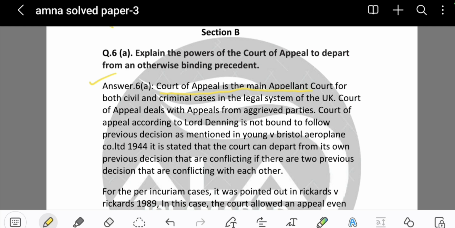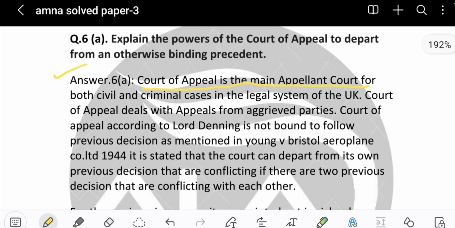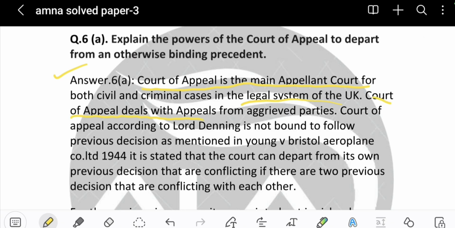The Court of Appeal is the main appellate court for both civil and criminal cases in the legal system of the UK. The Court of Appeal deals with appeals from aggrieved parties. So you can see here that they are not basically asking for an explanation of the Court of Appeal. Still, I have explained about the Court of Appeal. In the question, they're asking you about the powers of the Court of Appeal, but I have also written about what it is and what role it performs. Why did I do this? Because this opening of my answer contains 1 mark, because the examiner will notice whether you know about the Court of Appeal.